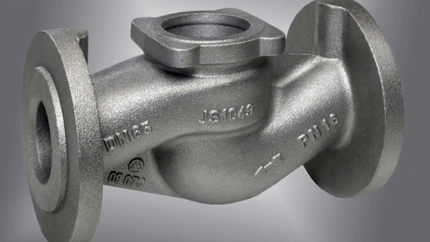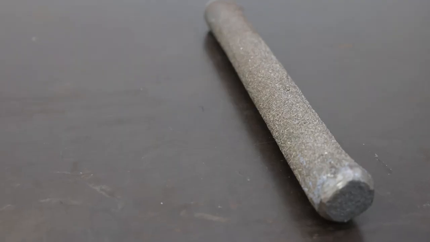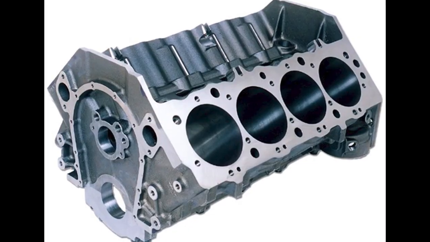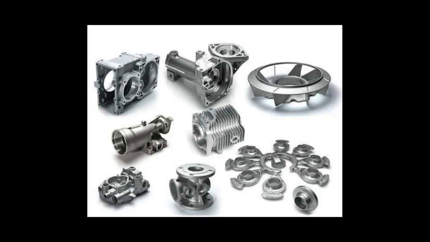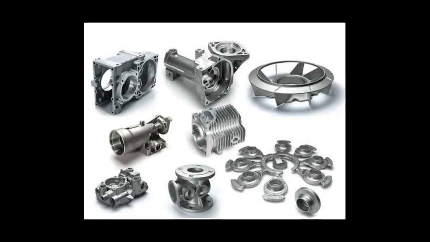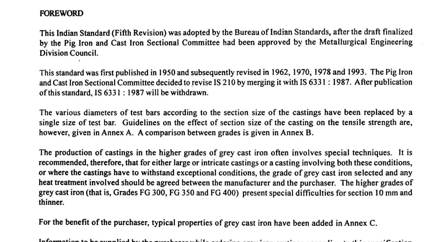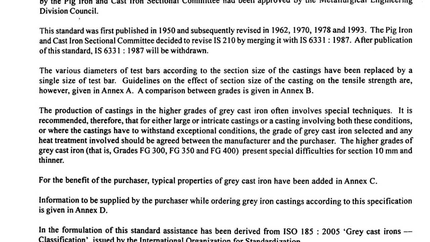Let's dive into something fascinating that's all around us but often gets overlooked. Grey cast iron. Ever wonder why car engines, machine parts and even heavy tools work so well? Well, a lot of it has to do with this amazing material. So, what is grey cast iron? Basically, it's a type of iron that's widely used in industries for its unique properties.